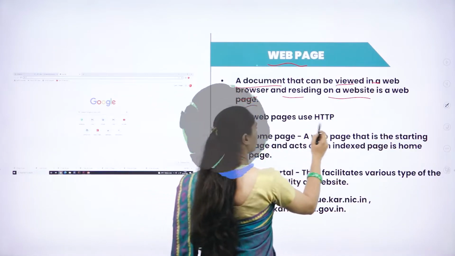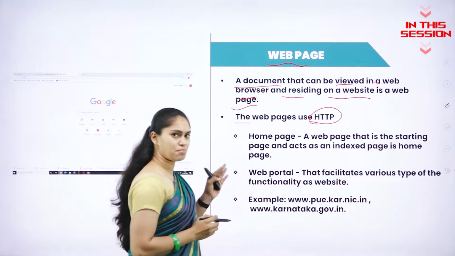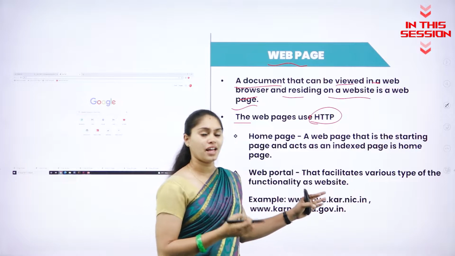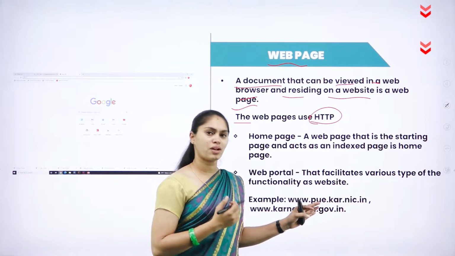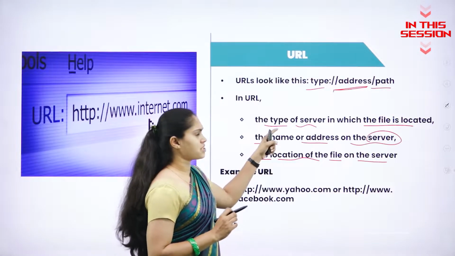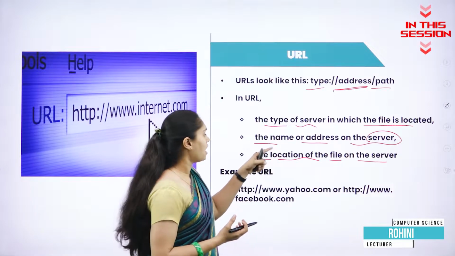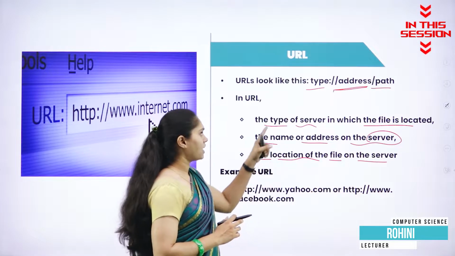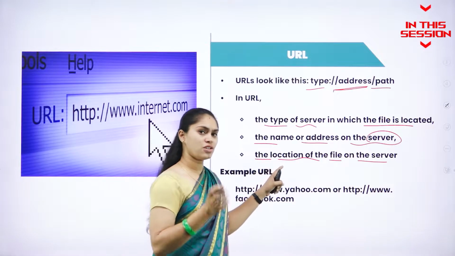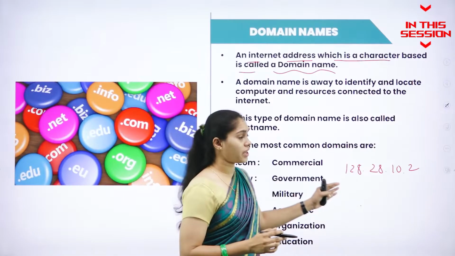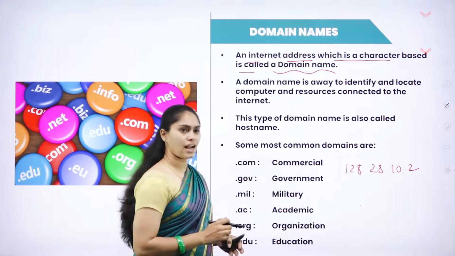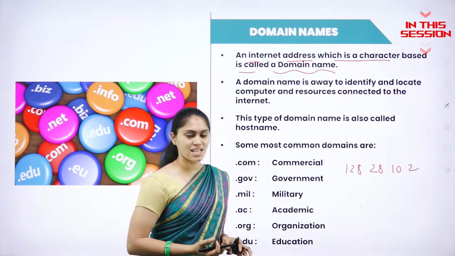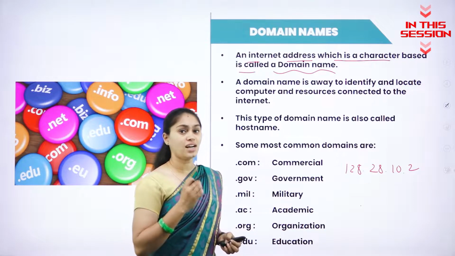a web page, we're going to use HTTP, that is Hypertext Transfer Protocol, in order to access the content from the internet. Type specifies the type of server, and name or address specify the address of the server, and that path specifies the location of the file on a server. If I consider the internet address which is character based, then we are going to call that a domain name.